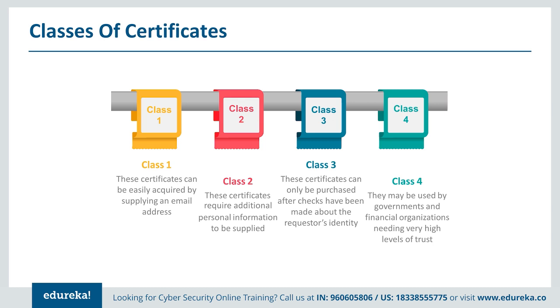The class 3 certificate would be more secure. More secure means more information, and we need to show them we are someone who actually needs a class 3 certificate. The security or the reputation of the certificate increases when the grade increases. Also class 4 is the highest level of certificate, which is given to financial organizations or governments, or any top-class enterprises that will use the class 4 certificate.